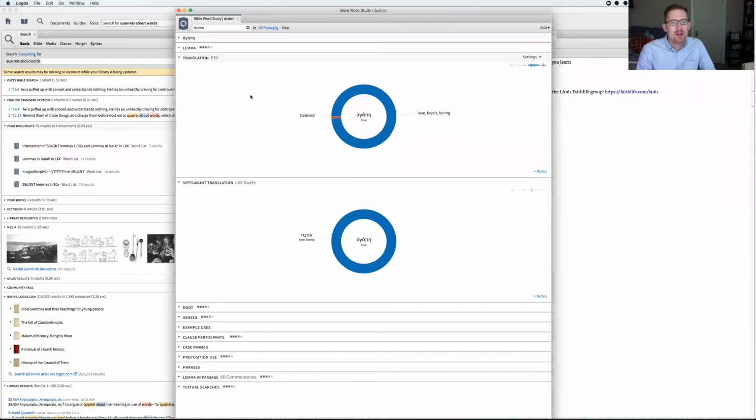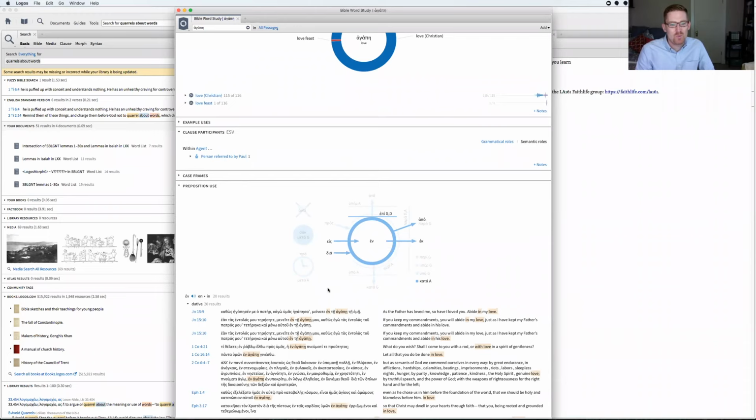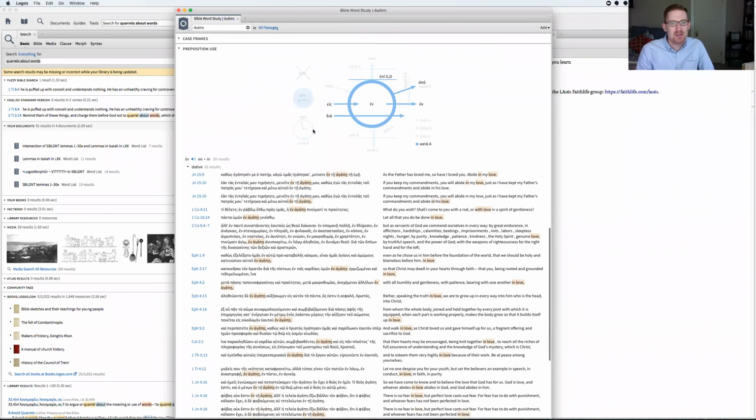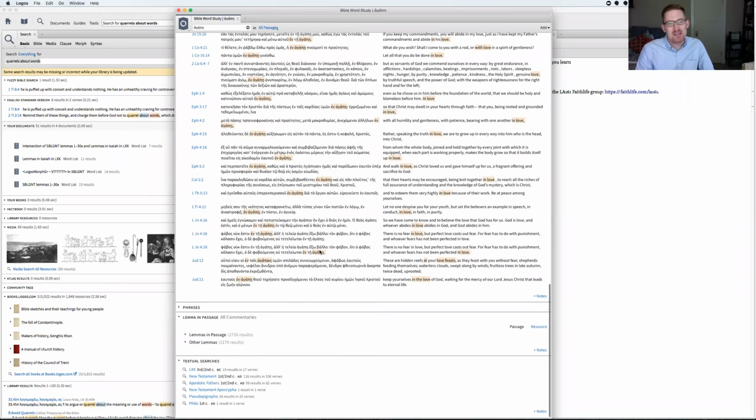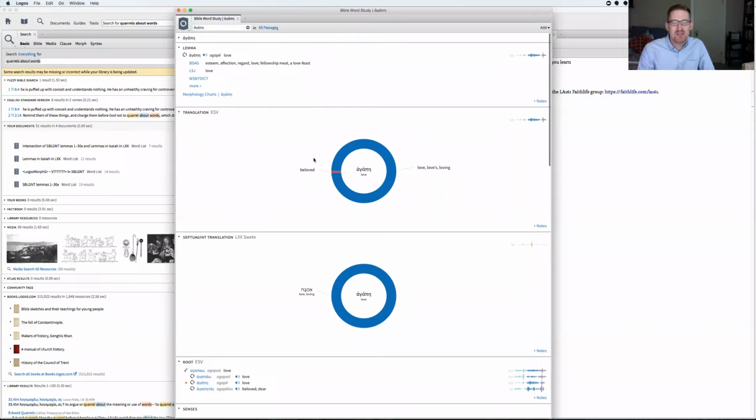Type in agape there, and you get all the same types of information. In addition, here's your nice preposition chart showing you, when is the word en, that is translated in, used with the word agape. Dia, eis, epi, apo, ek, kata. You can get all this information in dry lists in BibleWorks and in other software, but you're not going to get it so neatly and beautifully arranged. I keep saying beautifully because I think that really makes a difference.